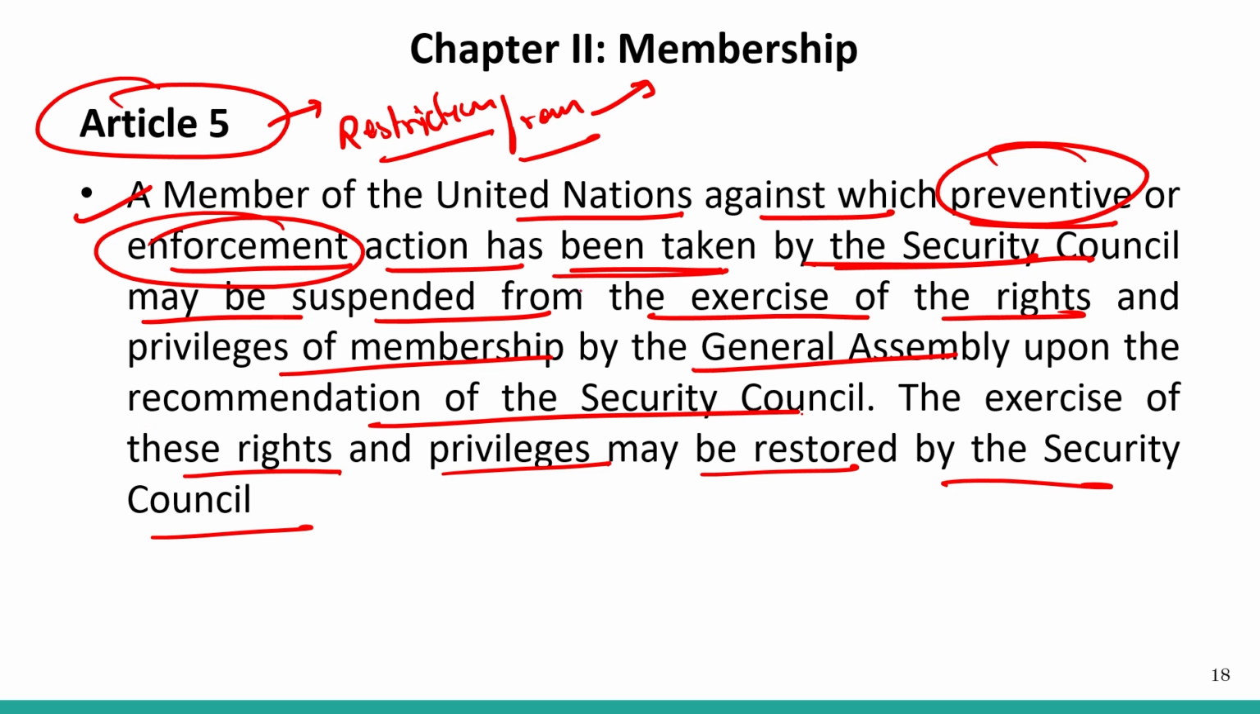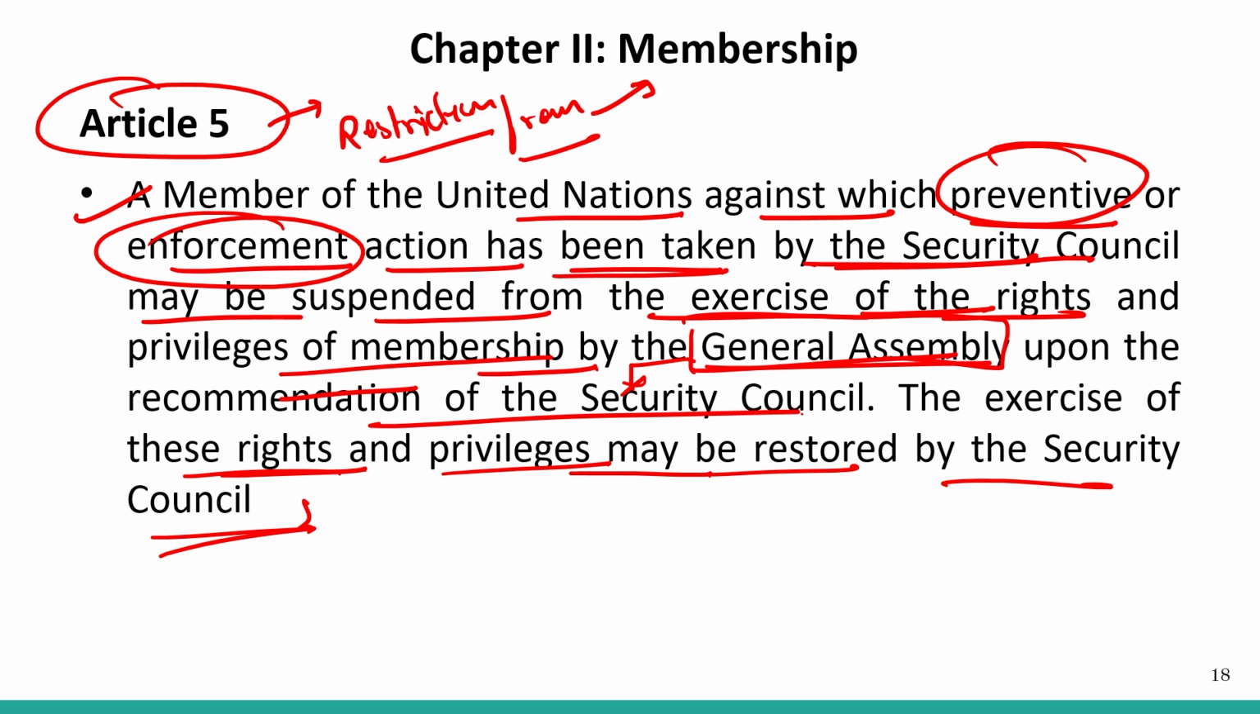Such a member may be suspended from the exercise of the rights and privileges of membership by the General Assembly upon the recommendation. So here also, the majority of the work is done by the General Assembly, but solely based on the recommendation of the Security Council. The exercise of these rights and privileges may be restored by the Security Council. So if we try to understand this article, it is clearly making us understand that there are certain provisions of this particular charter which, if you are not able to fulfill, or if preventive actions have been taken against you.